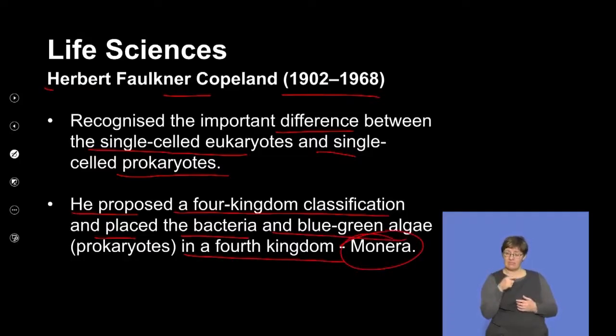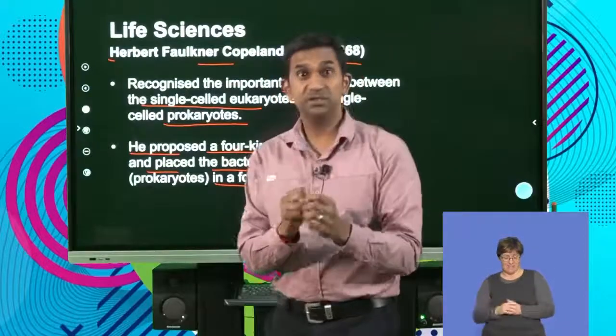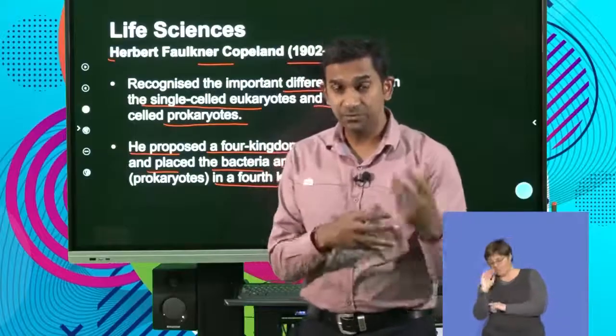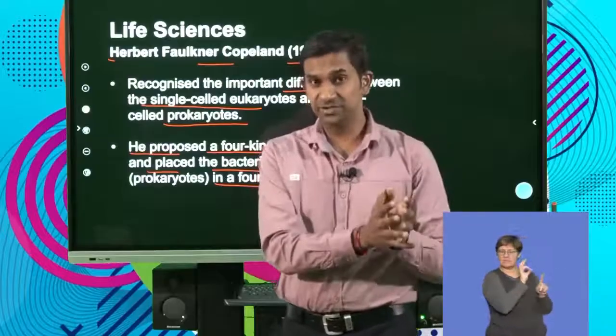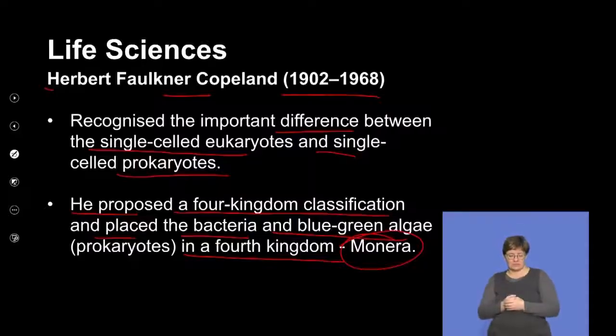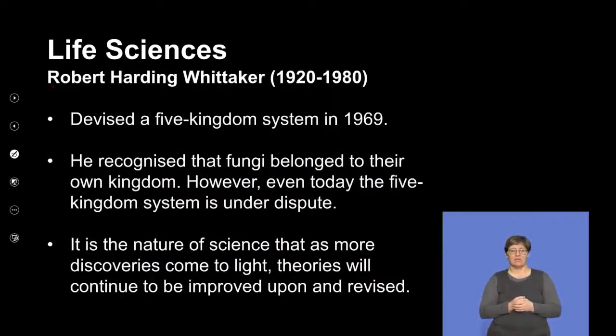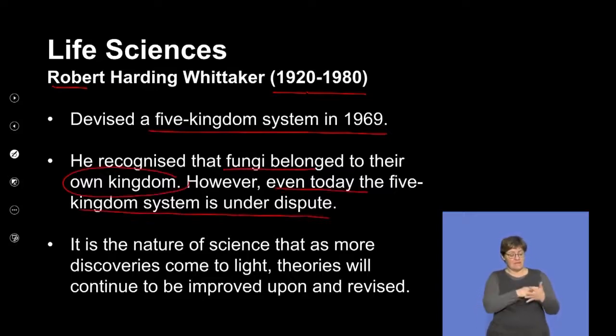And so as we start unpacking this, we start seeing that as time changed and the ability to see structures under the microscope improved, we started to see that groups of individuals showed a specific set of characteristics which created a separate group, and this group was called Monera. Robert Whittaker, in 1902 to 1980, more recently, devised the five-kingdom classification in 1968. He recognized that fungi belong to their own kingdom. However, even today, the five-kingdom system is still under dispute.